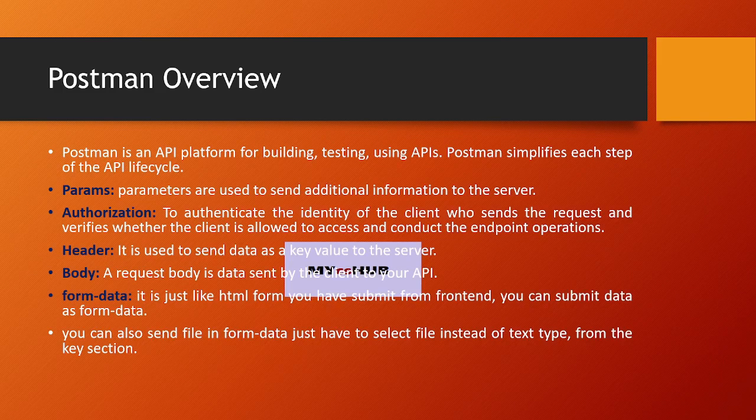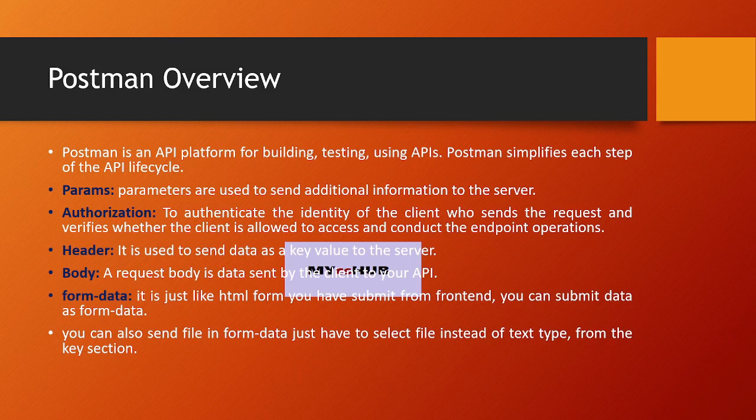Thereafter, we have authorization. For some APIs, or for most APIs, you need to authenticate. The purpose of authentication is to verify the identity of the client who sends the request and whether the client is allowed to conduct the endpoint operation or not. Let's say you are going to use the Facebook application; you must have signed up first to get access to the functionality provided by Facebook. Every time you use Facebook, you have to log in first, right? So for that, we have to authenticate.